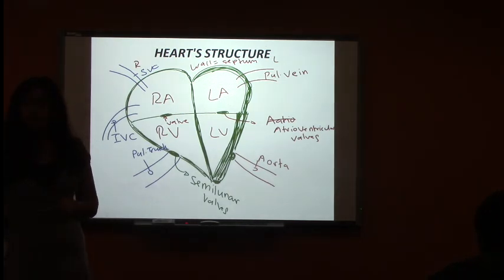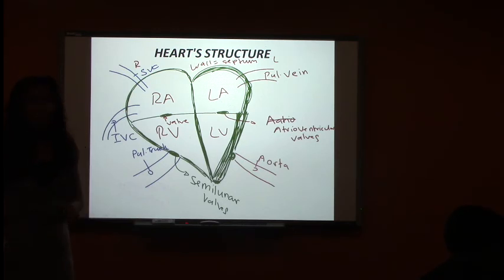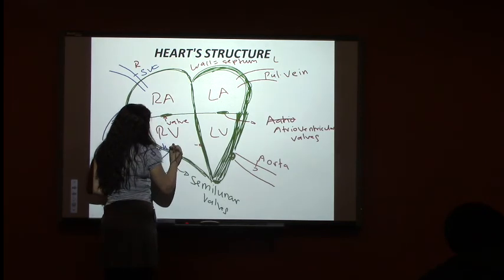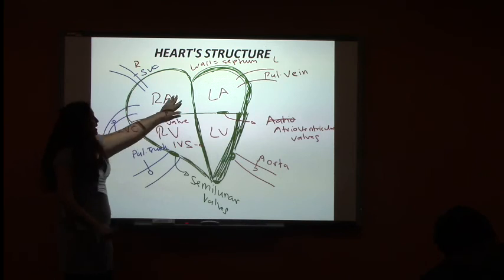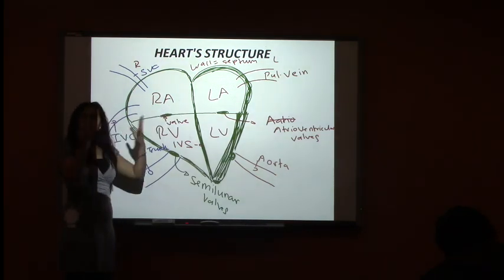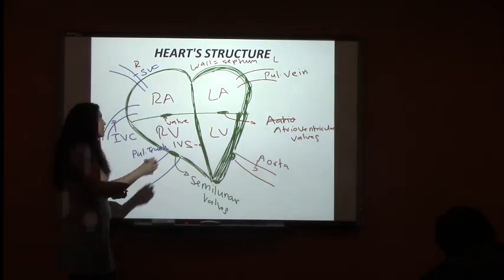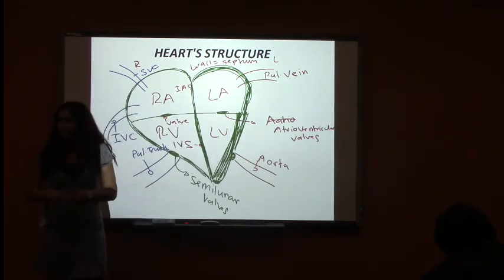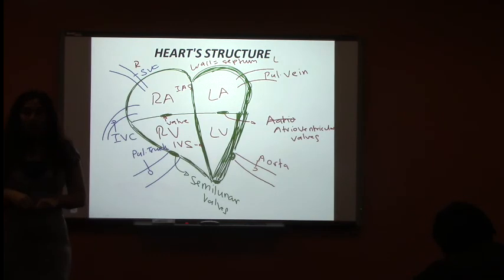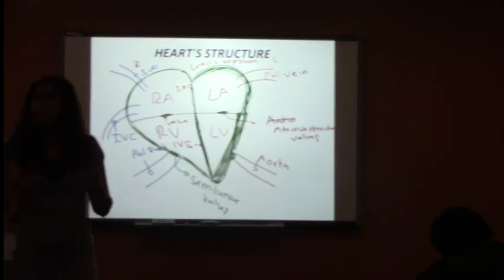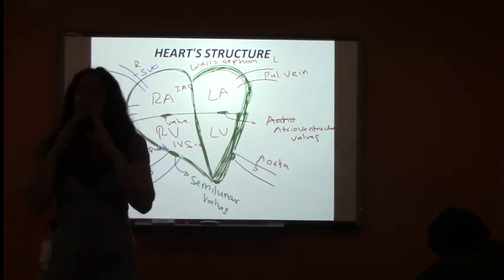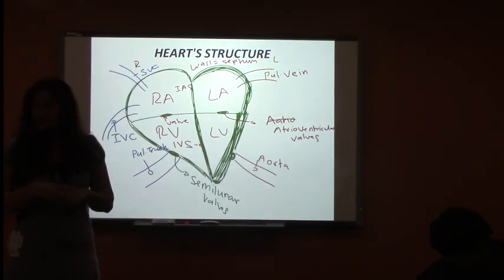Interventricular septum. Okay? So this part right here is the interventricular septum. If the septum, the wall, is separating the two atria, it's called interatrial septum. Interatrial septum. Does that make sense? So you have a septum. If the septum is separating two ventricles, interventricular septum. If it's separating the two atria, interatrial septum.